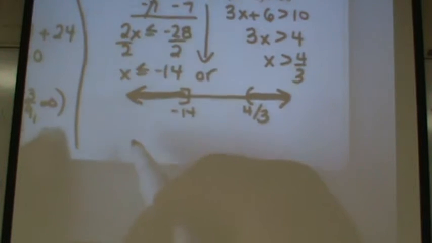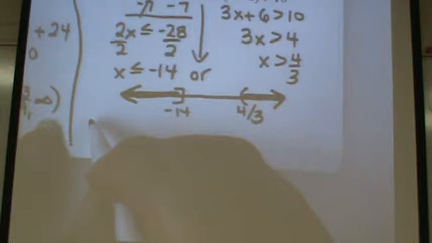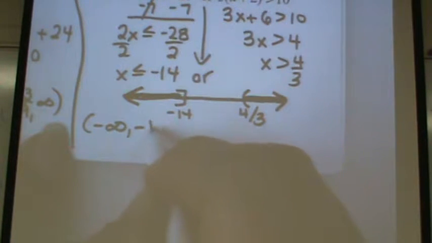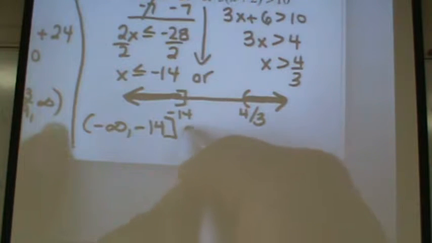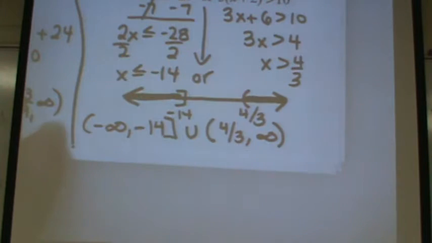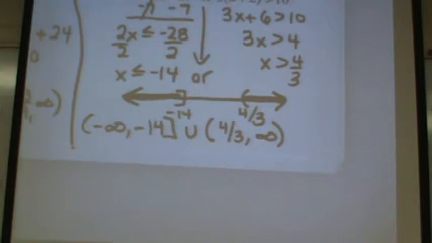The way we talked about it. Negative infinity. What kind of 14? Bracket. You? 4/3. You got it. Easy? Okay. Backside, letter C.